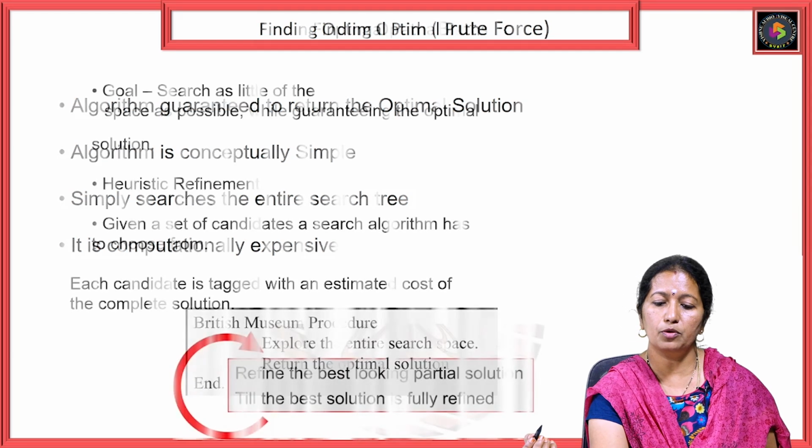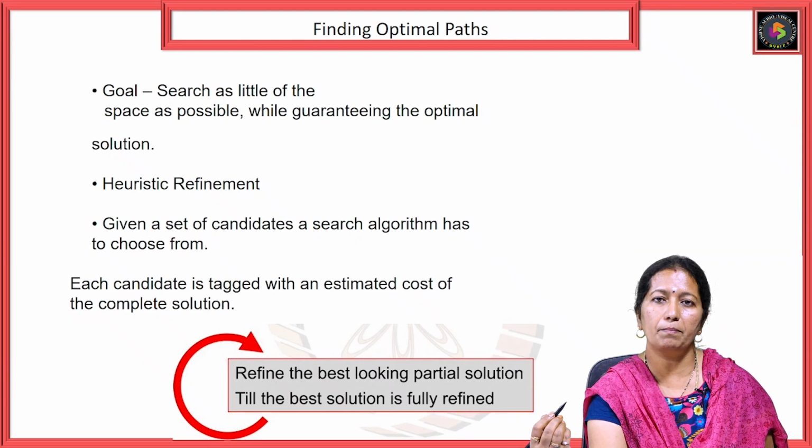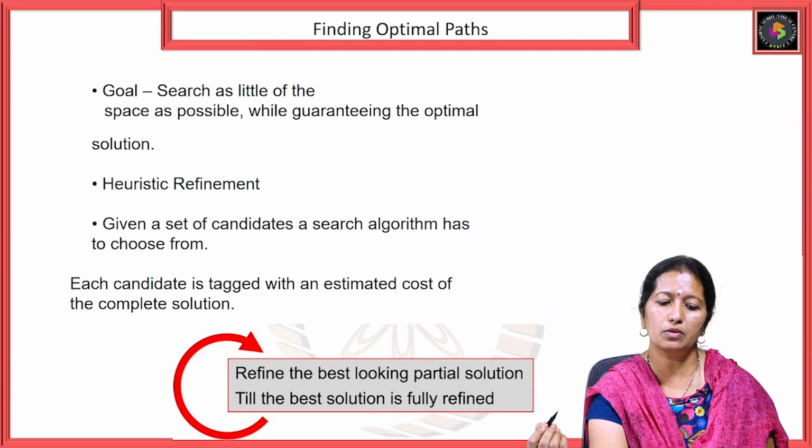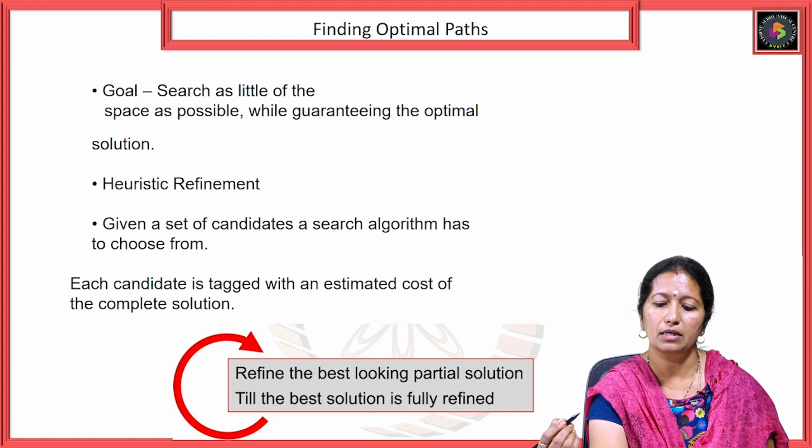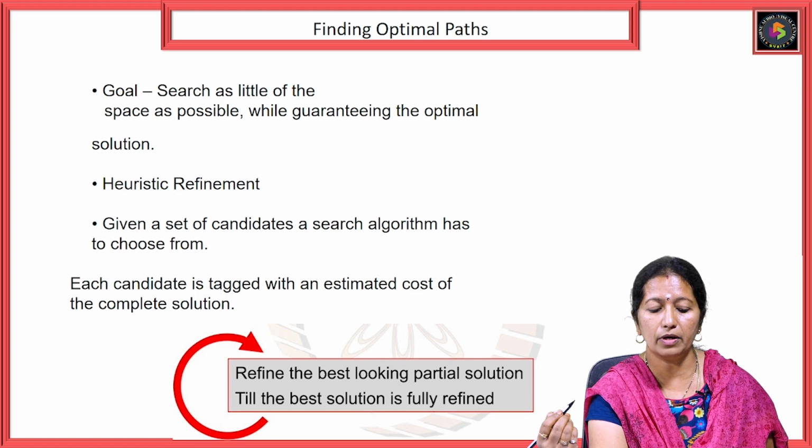Now, coming to my optimal path finding method: search as little of the space as possible. If I want to explore all the areas, all the spaces provided, it will be a little clumsy and I will not find the ultimate solution. I will not be guaranteeing the optimal. So here we call it heuristic refinement. I will be refining.